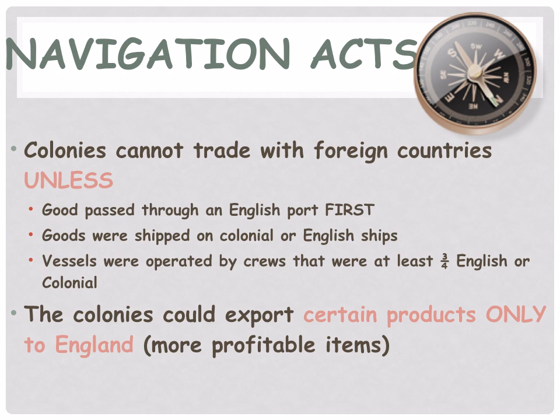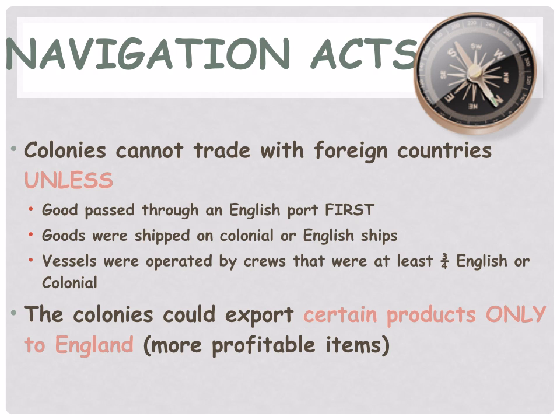So they came up with the Navigation Acts, which said that the colonies can't trade with foreign countries unless those goods pass through an English port first, which, by the way, they were taxed in that English port, and then the goods were shipped on colonial or English ships. So that's the only way they can be traded with foreign countries because that means England gets a profit off of it. Or the vessels or ships were operated by crews that were at least 3/4 English or colonial.